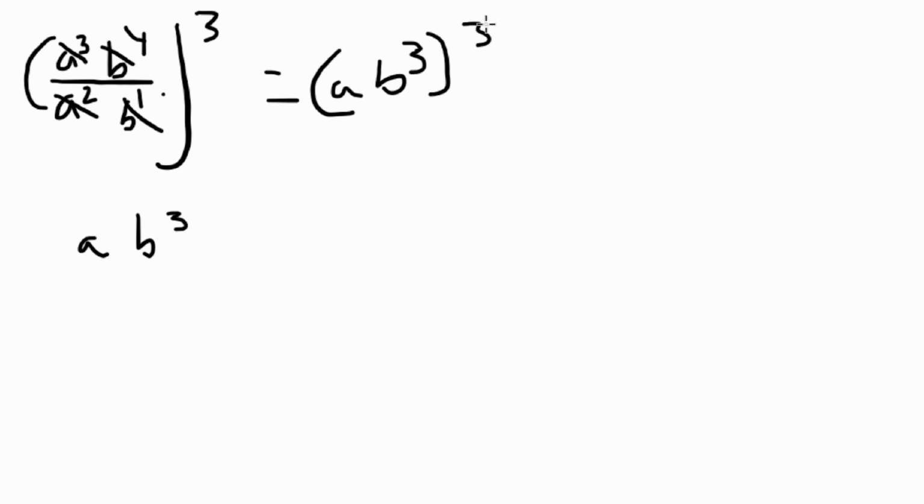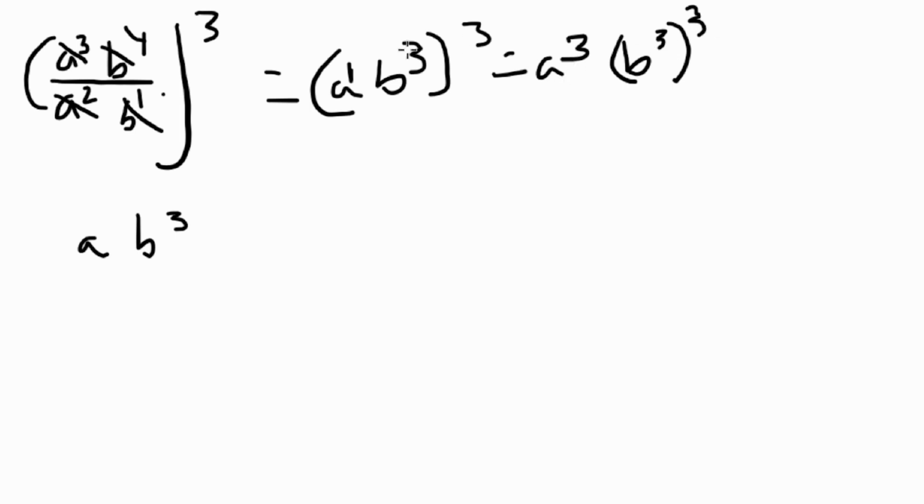You're going to multiply this 3rd power by the one that's over here, and you're going to get a to the 3rd power. And then on the inside, you're still going to have b to the 3rd power. That's going to be your new equation.